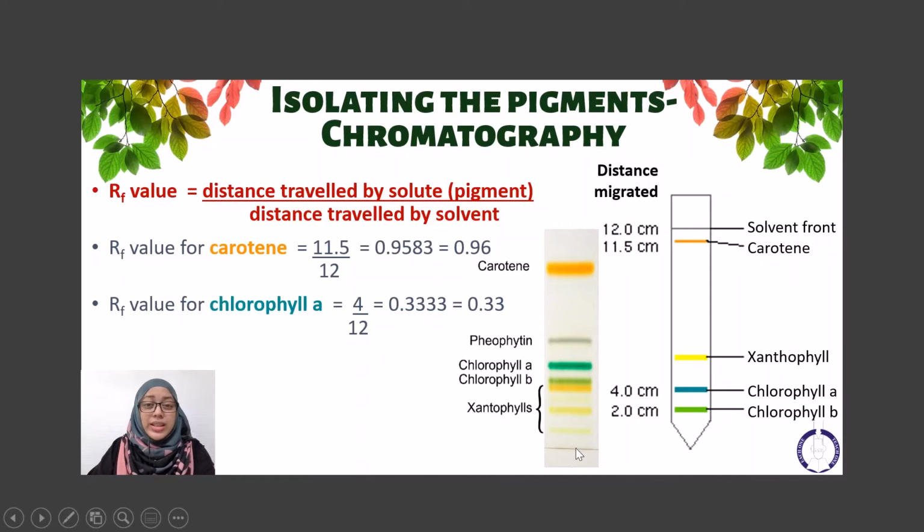which tells you that this was taken from another leaf entirely, another plant entirely, because if it had been from the same leaf, from the same plant, the same pigments would be there. So it's a different plant altogether.